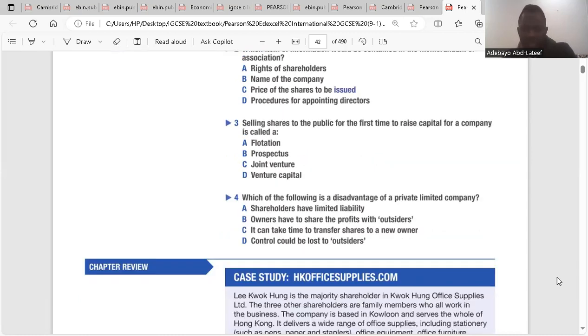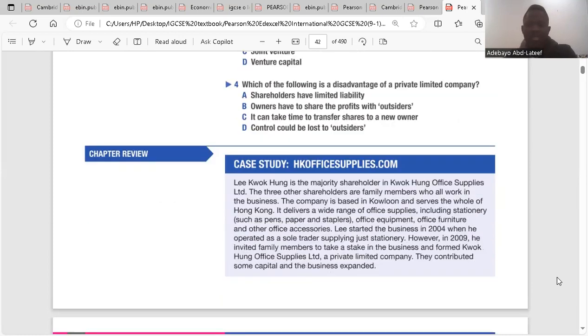And the last question: which of the following is a disadvantage of a private limited company? It can take time to transfer shares to a new owner. They cannot transfer shares immediately to new owners. All shareholders must accept. Is it clear? Yes. So that ends the chapter.